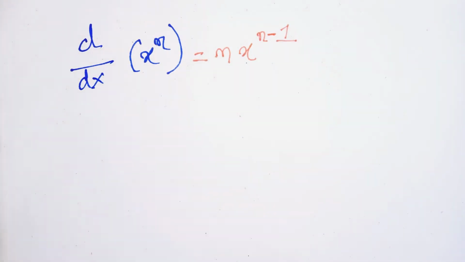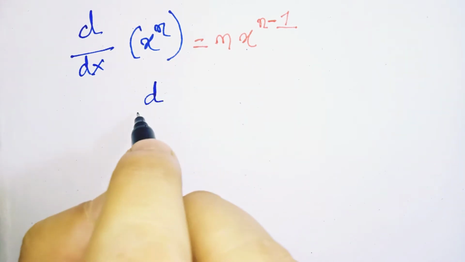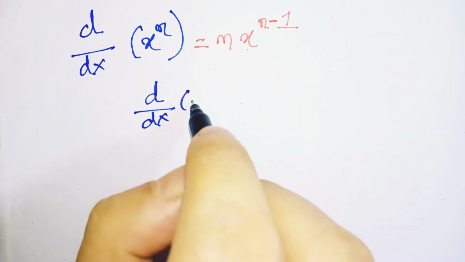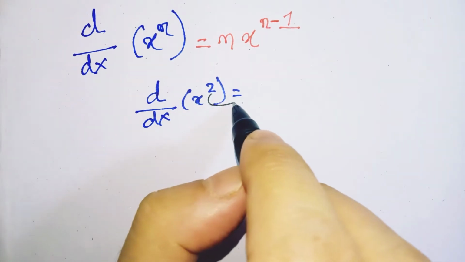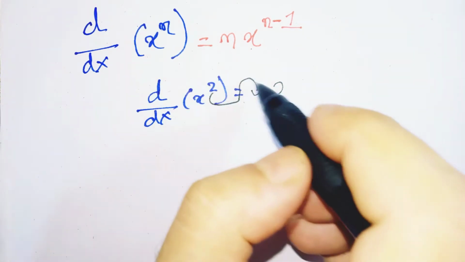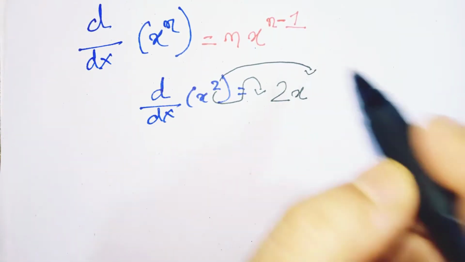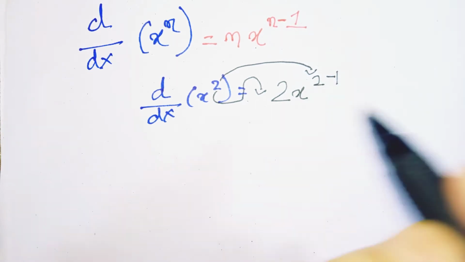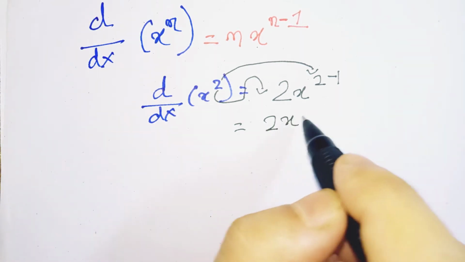Now let us see some quick examples using this. I will use very trivial and simple examples. Say, for example, d by dx of x raised to the power 2, using the power rule formula. We bring this power right in front, so we write 2, then we write x, and then we subtract 1 from the power, so we write 2 minus 1. Eventually what we get is 2x raised to the power 1.